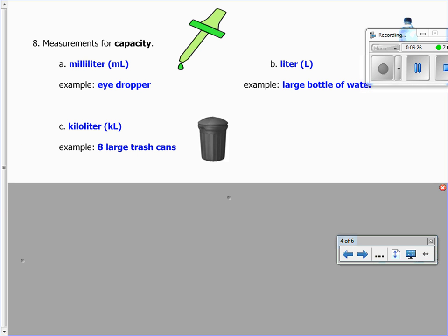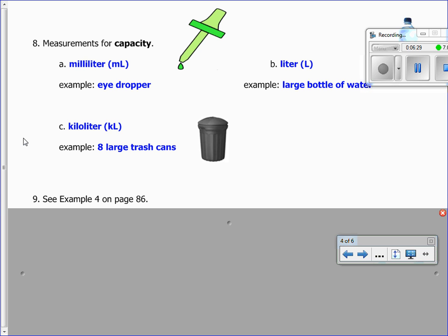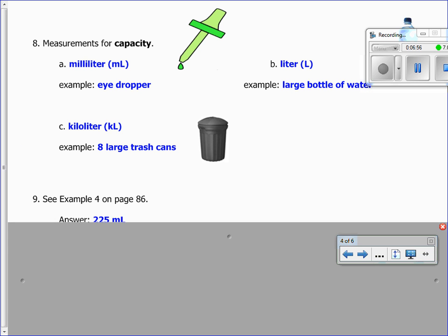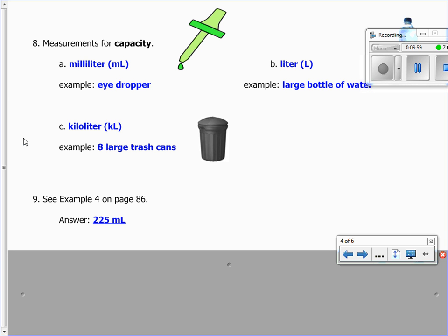So let's go to example 4 on page 86. Look at that measurement. You need to be able to look at a measuring cup and determine what the measurement is. You'll notice that the answer is given. It's 225 milliliters of liquid. Count the tick marks. The tick marks are divided into 25, whereas in the example before, when we were weighing mass, it was 1 tick mark. So in your example on page 86 in your textbook, 225 milliliters. Little m, capital L.